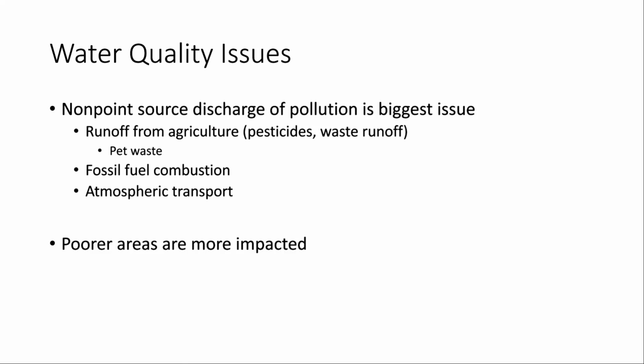But a lot of the times we'll see what are known as non-point sources. So it's not going to be as easy to identify. It's not going to be as easy to just control and shut off. And that's going to be stuff like runoff from agriculture. Your textbook also mentions the case of pet waste in New York City that winds up running off into the water. But fossil fuel combustion, we've talked about the pollutants that come from that. They're ultimately going to wind up in the water as well.